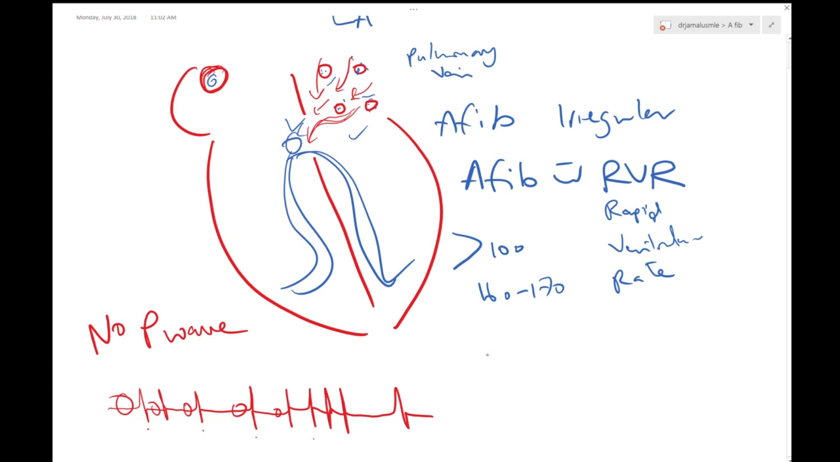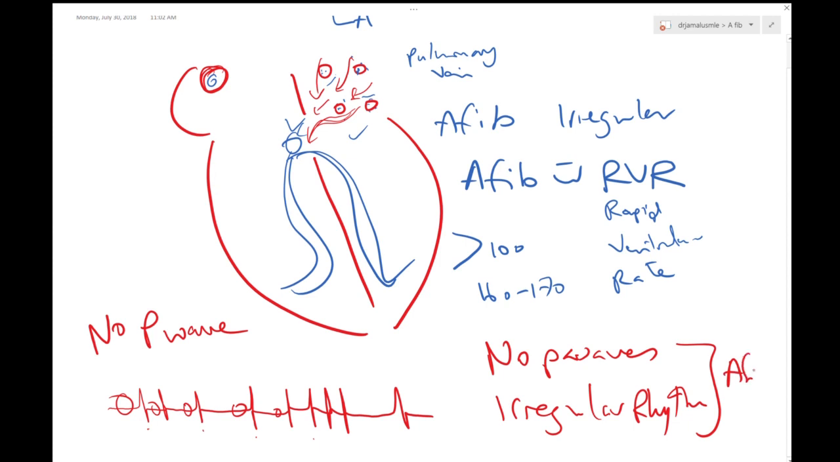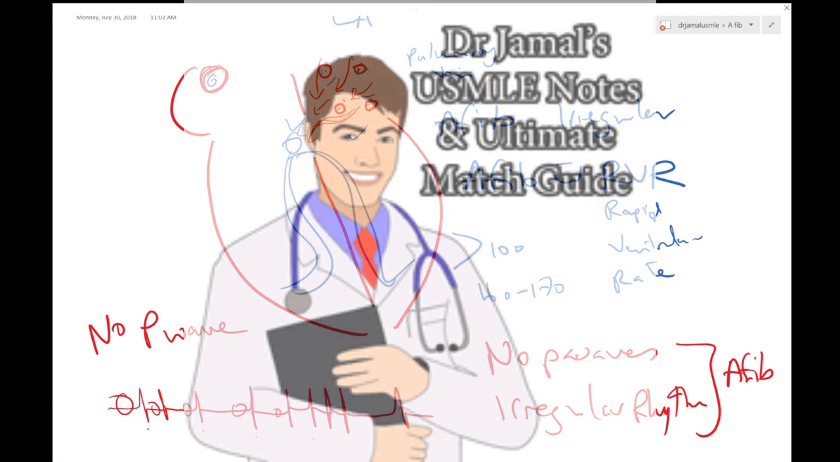So once you see no P waves and an irregular rhythm, you can say that those two equal AFib. And this is one of the rhythms that is very easily identifiable, and you can get the question within less than 3 seconds.